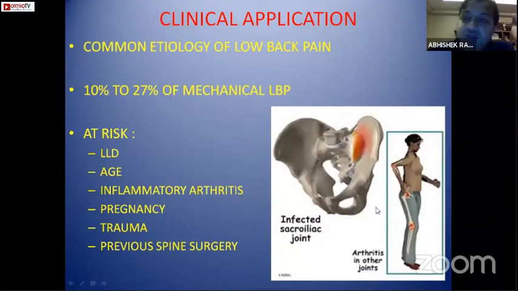Coming to the clinical application of this, as we all know, sacroiliac dysfunction leading to pain is a common etiology of back pain, forming about 10 to 27% of all mechanical low back pains. Patients at risk for this are mostly patients with limb length discrepancy, increased age, patients with inflammatory arthritis, pregnancy, trauma, and patients with previous spine surgeries.